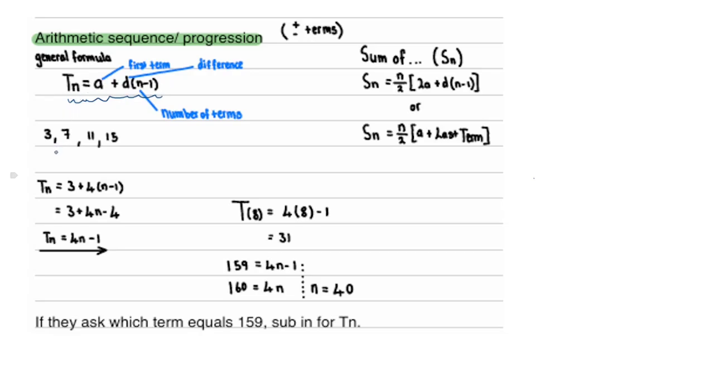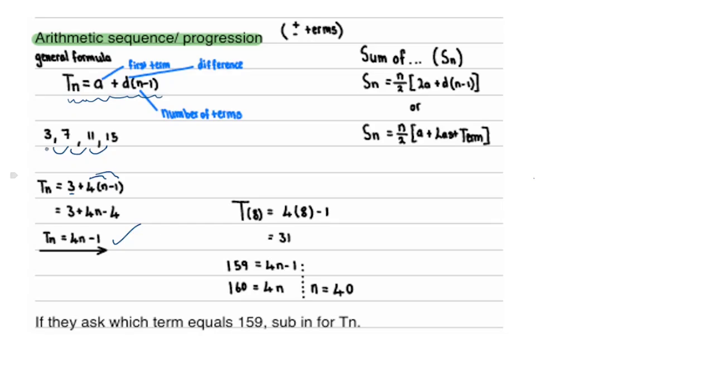So a is the first term, so here it's 3. The difference is positive 4 each time, and then n minus 1. So when I multiply this in, it's 4n minus 4. Add it together and I get 4n minus 1. So that's the general term, the nth term formula.